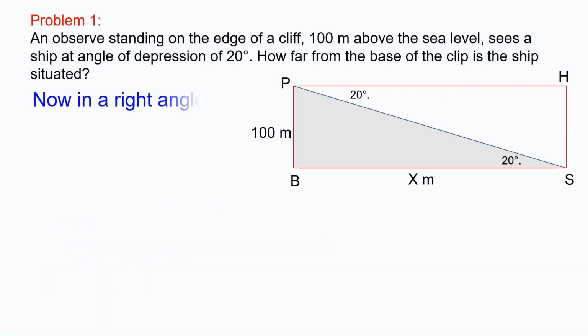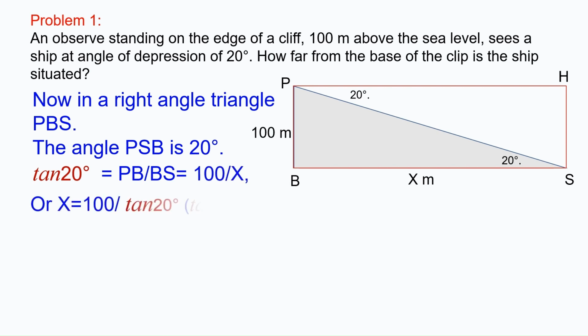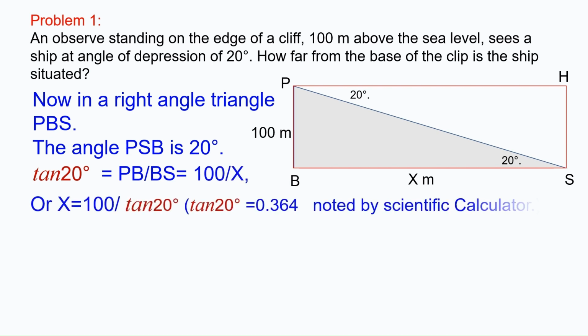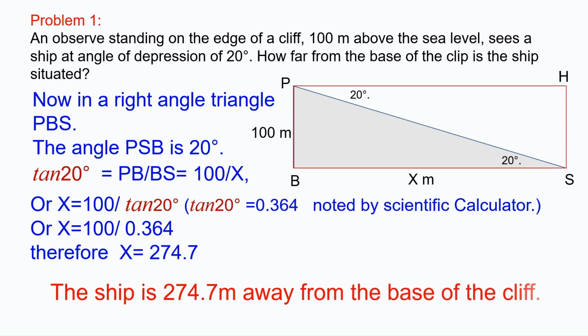Now in a right-angled triangle PBS, the angle PSB is 20 degrees. So the tangent of 20 degrees equals PB divided by BS equals 100 divided by x. Or x equals 100 divided by tangent of 20 degrees. From the tables of trigonometry data or a scientific calculator you can read the value of the tangent of 20 degrees, which is 0.364. Therefore x, the distance of the ship, is 274.7 meters.